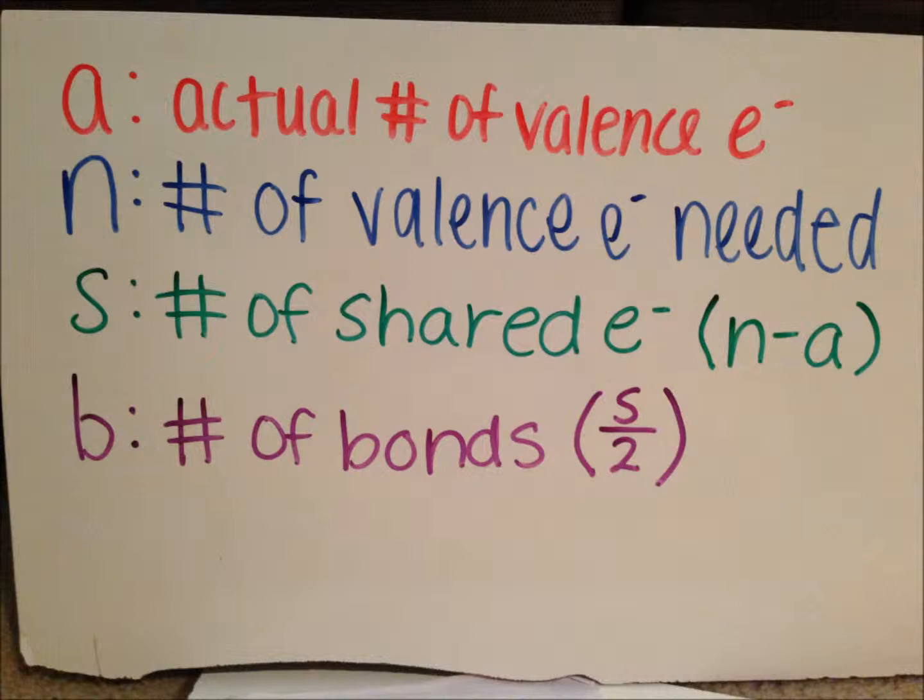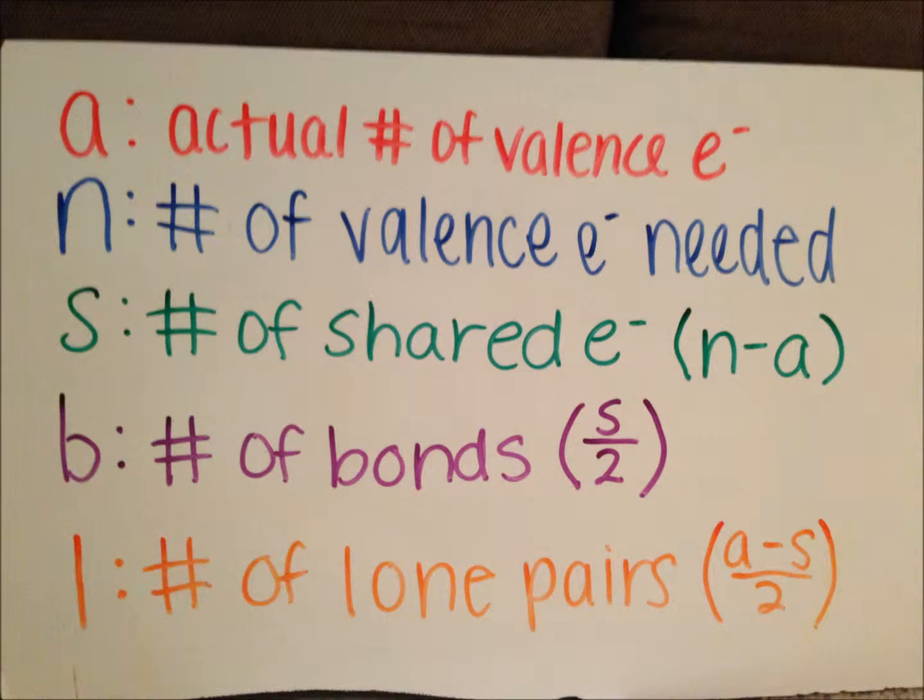The fourth part of ANSBL is the letter B, which stands for the number of bonds. To find this value, you take the value of S and you divide that by 2. Last but not least, you have the letter L, which stands for the number of lone pairs. To find this value, you take the value of A minus the value of S and divide that all by 2.